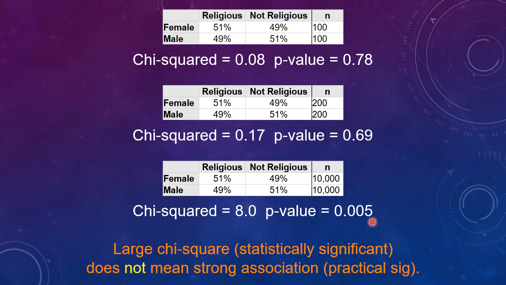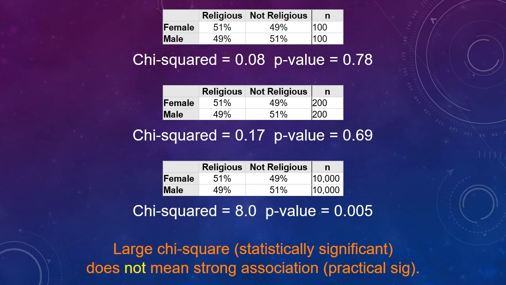What if we increase the sample size? What if we have 200 people instead? Now our chi-squared statistic is 0.17, and our p-value is 0.69, even though, in this hypothetical example, the conditional proportions are exactly the same. We can increase the sample size even more, to 10,000 people in each group. Now, even though our conditional proportions are the same, our chi-squared statistic is 8, and our p-value is 0.005.